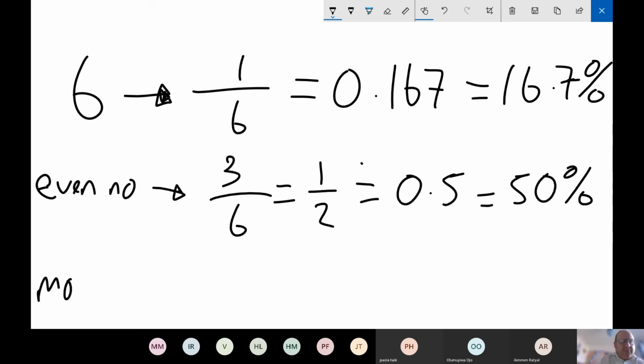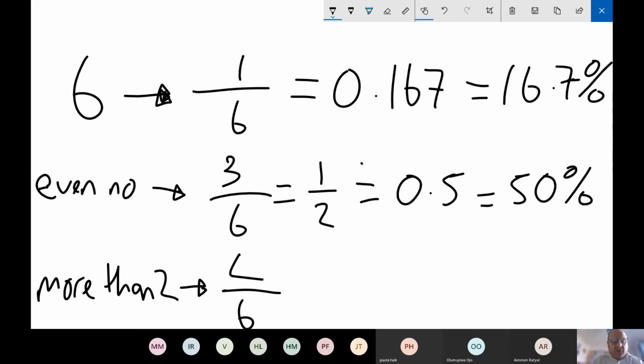And finally, an example. What's the probability of getting more than 2 when we roll a dice? Once again, we're still out of 6. We've still got 6 sides to the dice. I've said more than 2, so we're not going to include a 2. So basically, you could get 3, 4, 5, or 6. So there's 4 different ways of getting that. Again, we can simplify that fraction to 2/3.